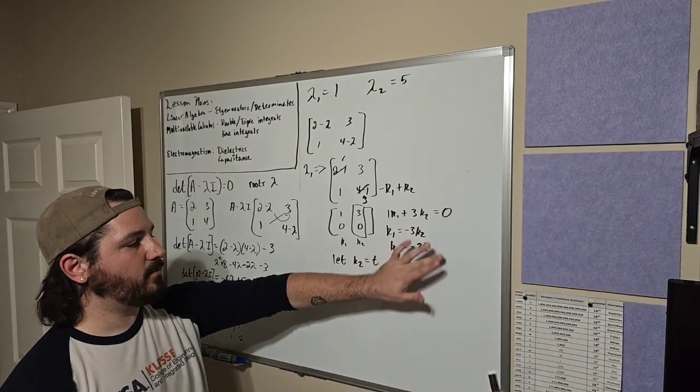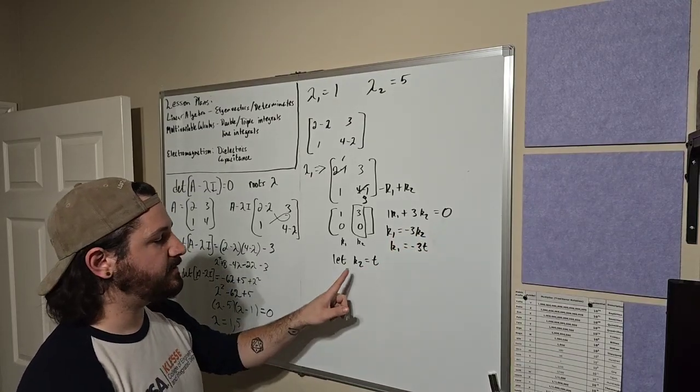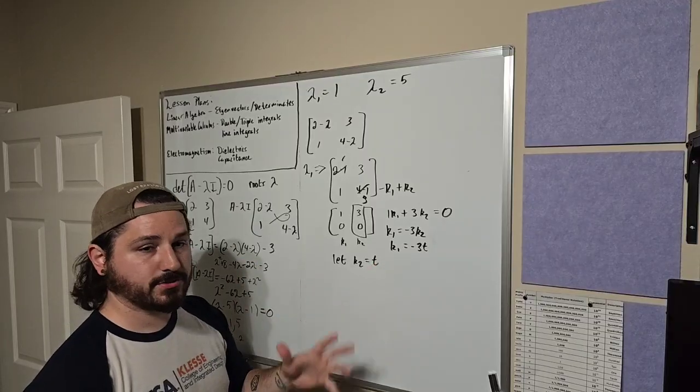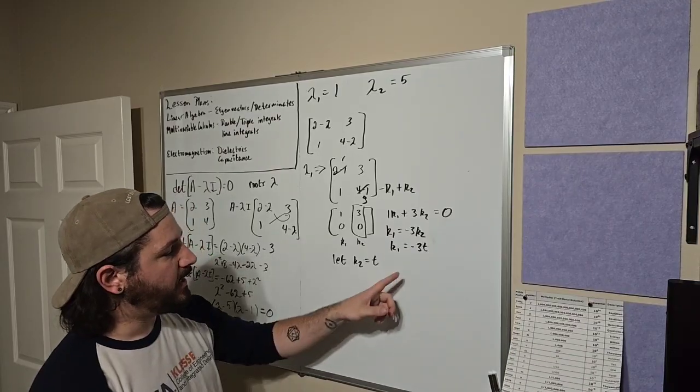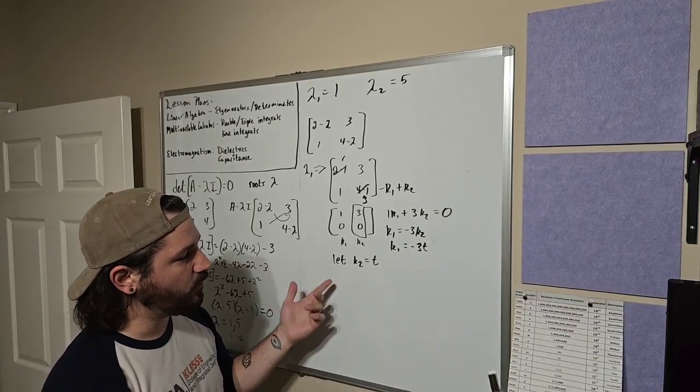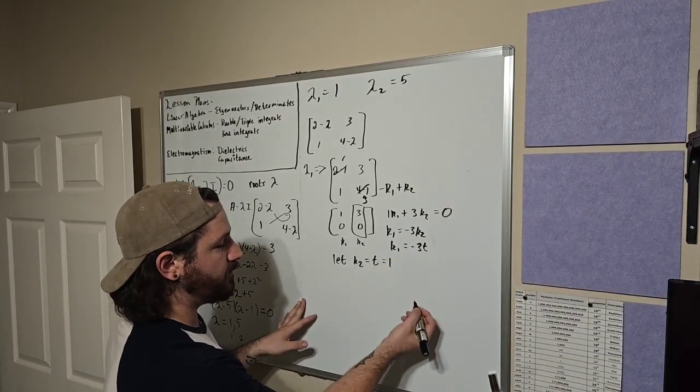It does not matter what value t is. It matters that k2 and k1 are both integers. They don't have to be positive, but they have to be integers, so they have to be actual whole numbers. In this case, it's going to work out pretty nicely. We're just going to plug in 1 for t, and it'll work out pretty well for us.